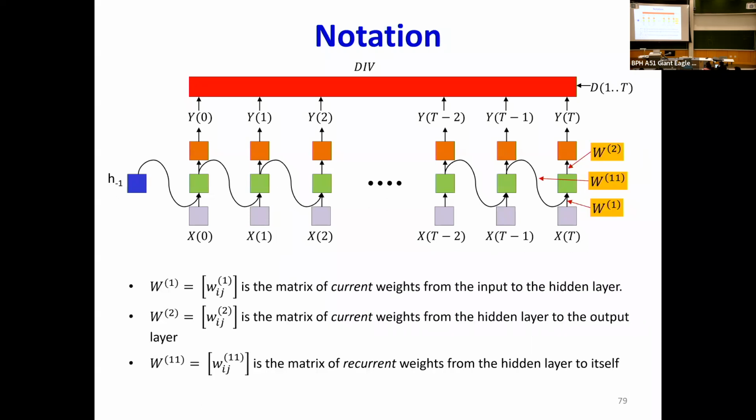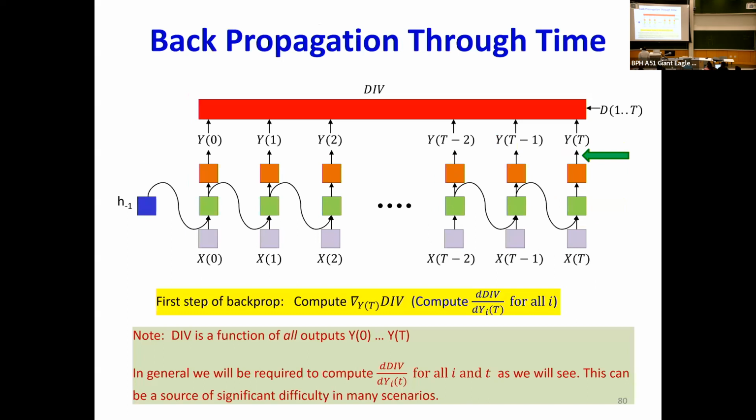And now let me also introduce the various other variables. W superscript 1 is the set of weights from the input to the first hidden layer. W superscript 2 is the set of weights from the hidden layer to the output. And W superscript 1 is the set of weights associated with a curvy arrow, which is the recurrent connection, right?